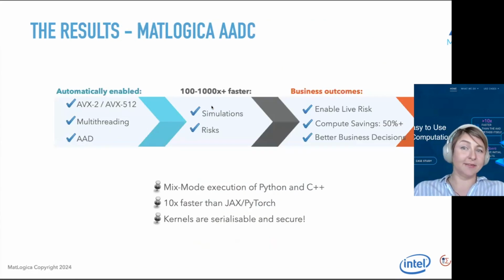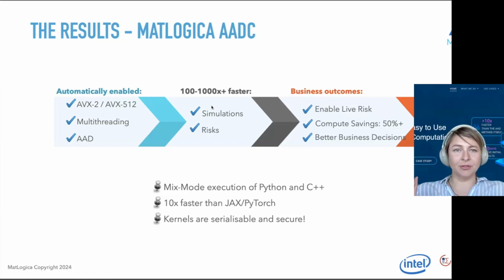So yes, as a result, we've got automatic vectorization, AVX2 or 512, so that's 4 or 8 samples of data. You have multi-threading, even if your original program is not multi-thread safe. And you have out-of-the-box automatic adjoint differentiation. Therefore, your simulations and risks are much, much faster.